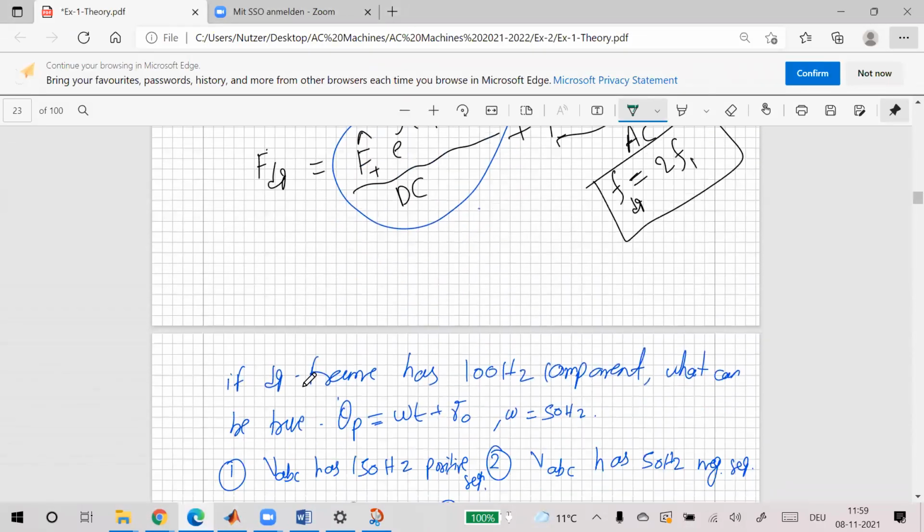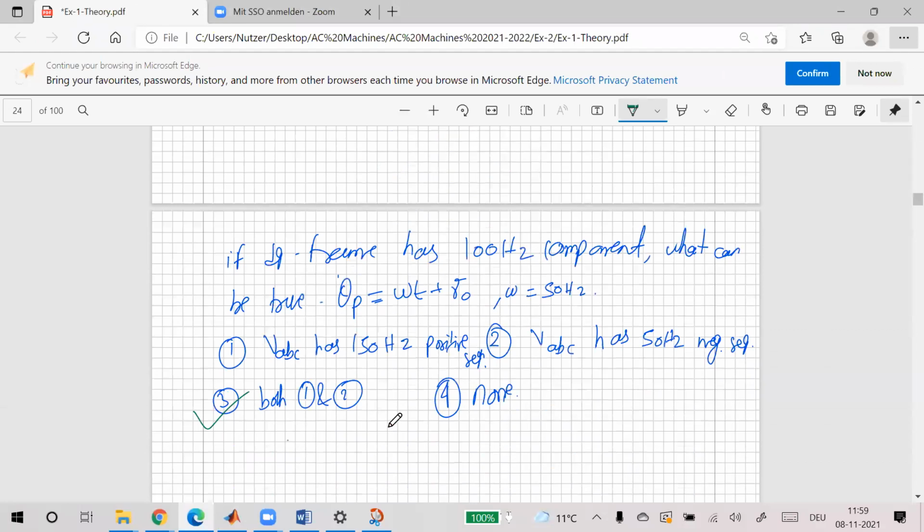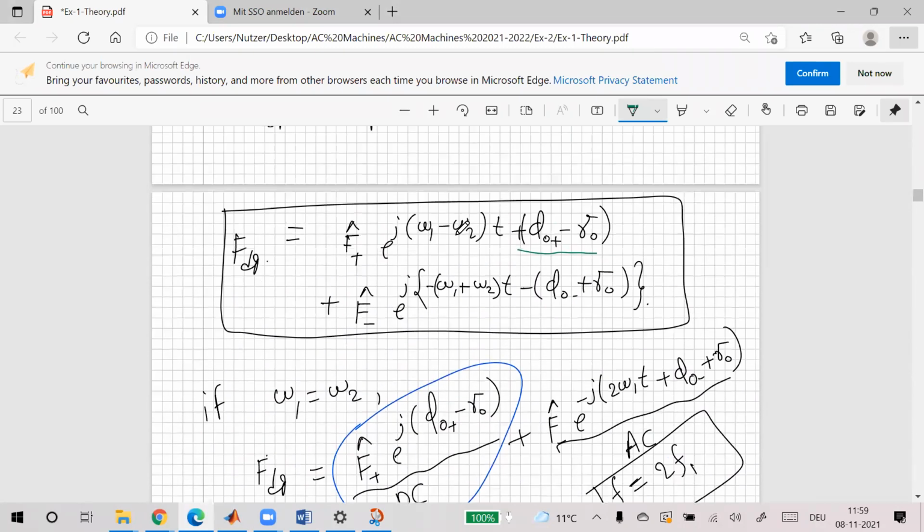There is silence, so I would assume no. We saw that for the DC value, for positive sequence, we subtract the frequency for the transformation, and for negative sequence, we add the frequency. So if you see 100 hertz in the DQ frame, it can be that you had 150 hertz positive. If you have 150 hertz positive and you subtract this 50, you get 100 hertz in DQ.